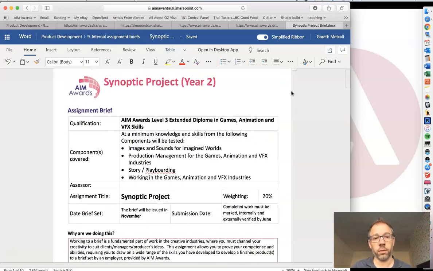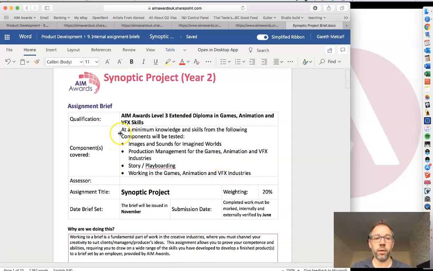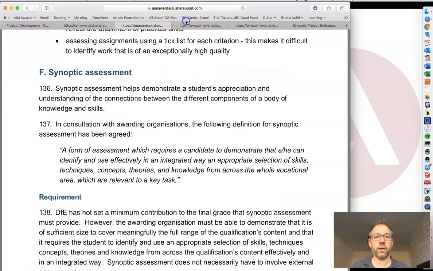I'll be going through the Synoptic Project one later, but you can see here at the top that it explains that this project, this assignment brief, covers, as a minimum in this case, those 4 components. And later you'll see the mapping to those within that brief as well. So we've put that in 2 places.